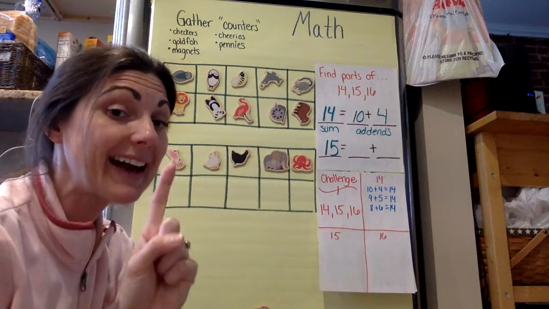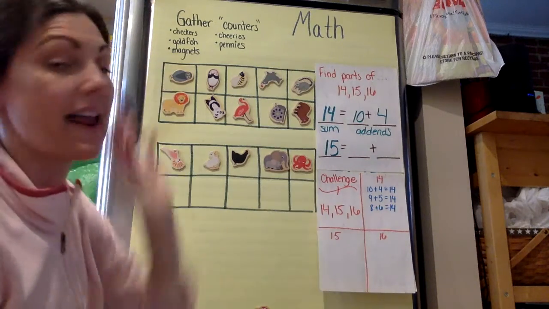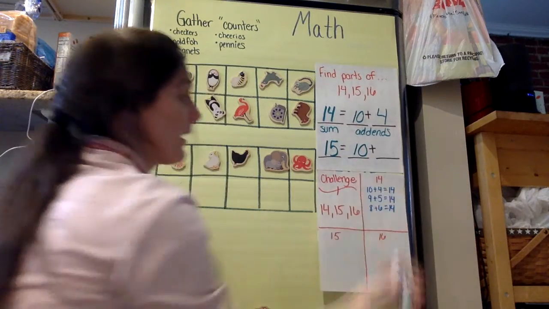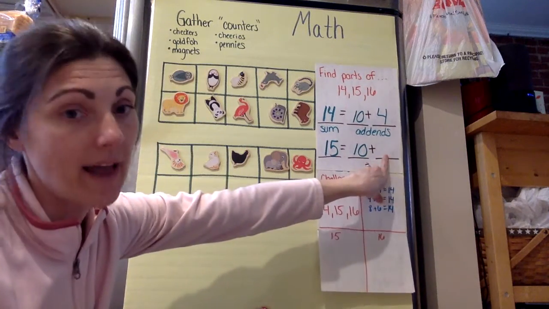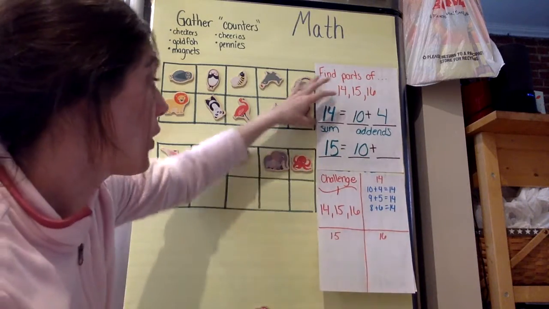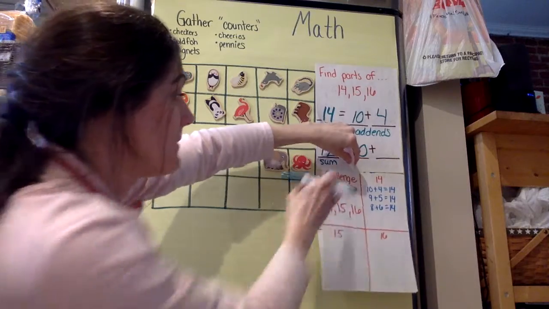Now, what two add-ins can I use here? Making sure one of my add-ins is 10. I'm making 10 first. So I would have 10. So 10 plus what gives me 15? Well, you could count them, or you could think about the pattern, okay?